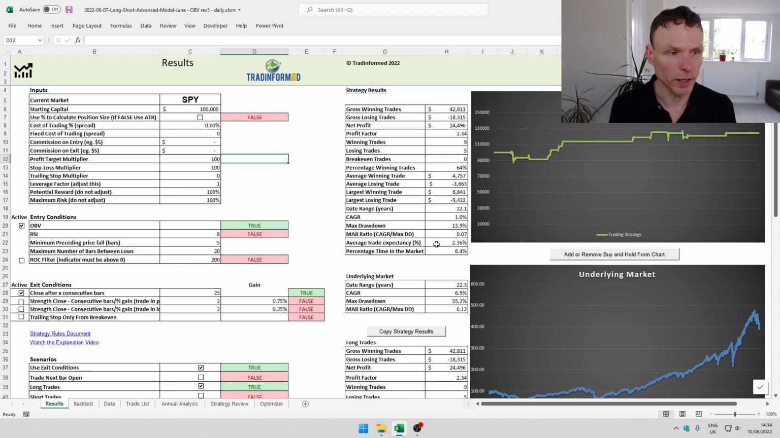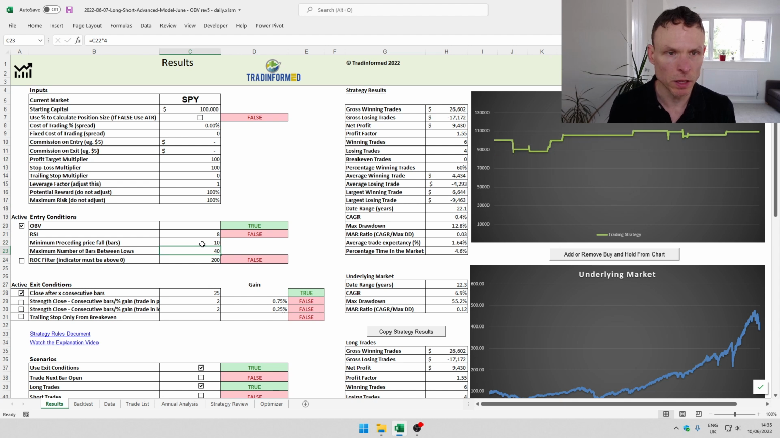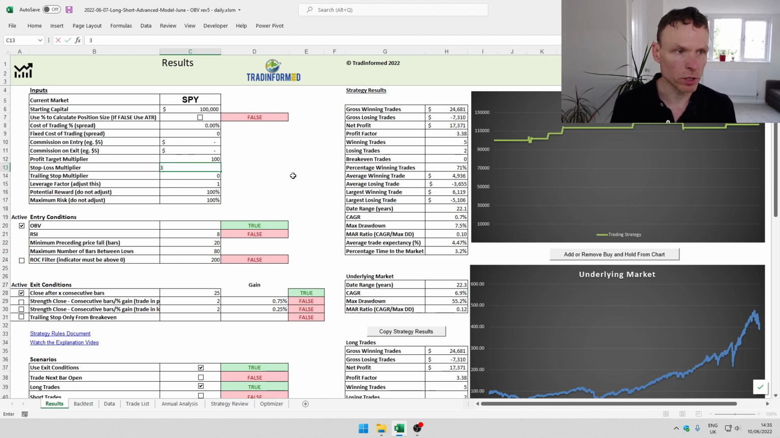Good trade expectancy. And if I adjust here, so if I adjust this up to 10, larger price fall again. You see we're getting some pretty good trades, but so few of them that it's difficult to apply much significance to them. Good percentage of winning trades as well. Stop loss seems to work pretty well.